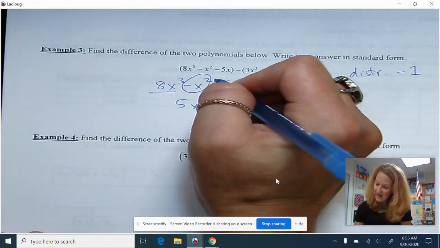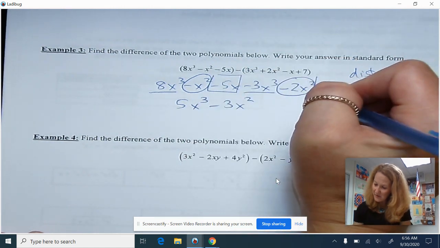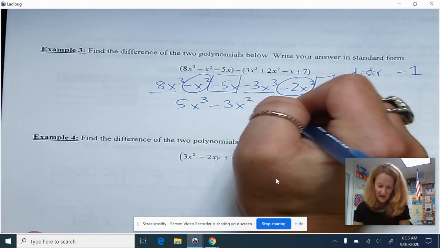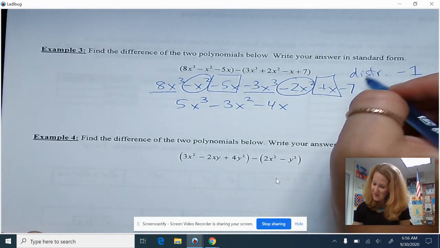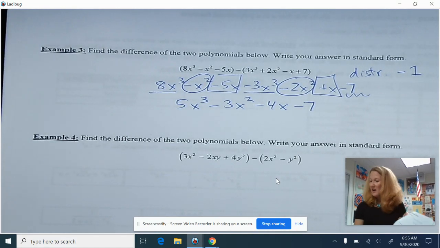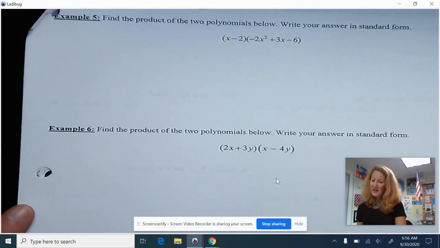And then this time I have multiple x terms, so negative 5x plus 1x would be negative 4x. And then finally left over is just my one constant term of negative 7. And again, this is written in standard form. All right, so now I'm going to go on to some multiplication. So that is on page 3.